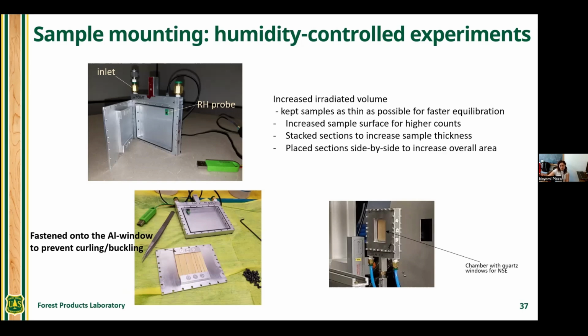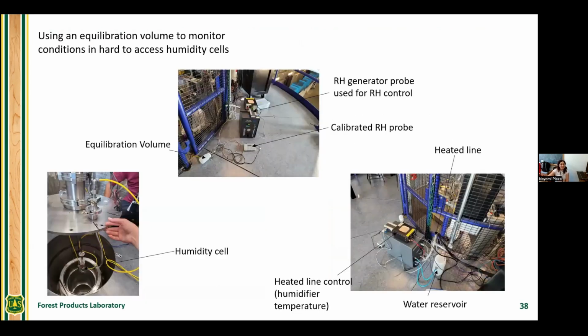So here you can see the same chamber being used for neutron spin echo experiments. And all we did was use the same body, but now we have new windows that, instead of being fully made of aluminum, like the ones that you can see were used for plants, have now quartz windows, since that was more compatible. And we also have to change the screws.